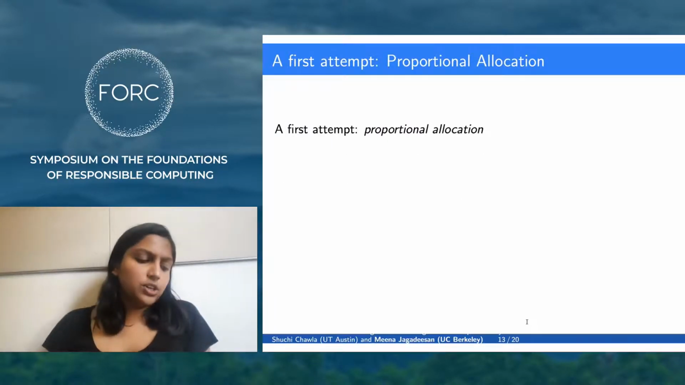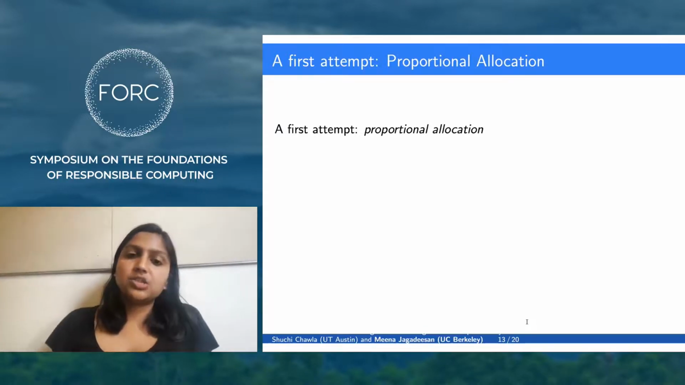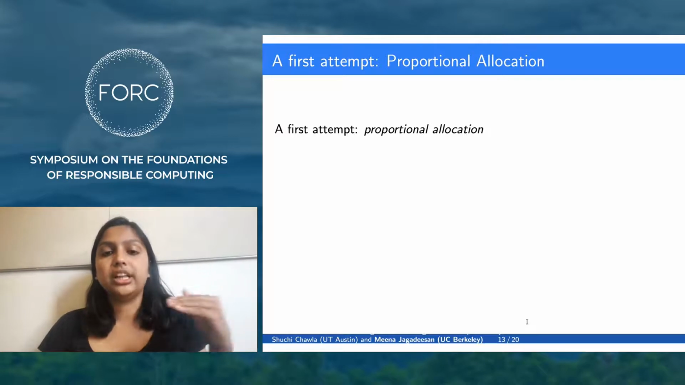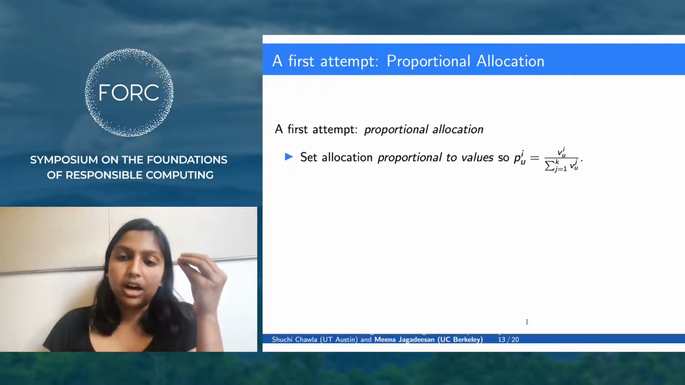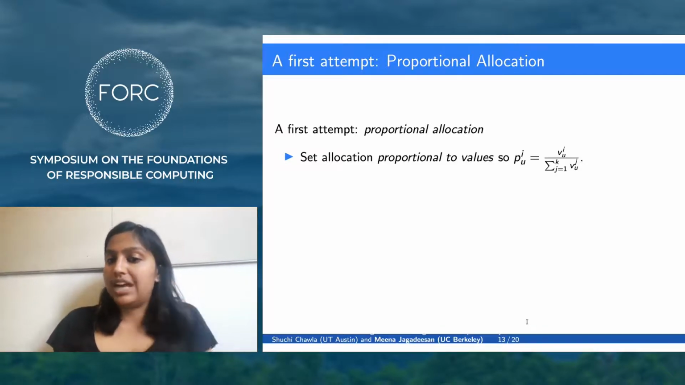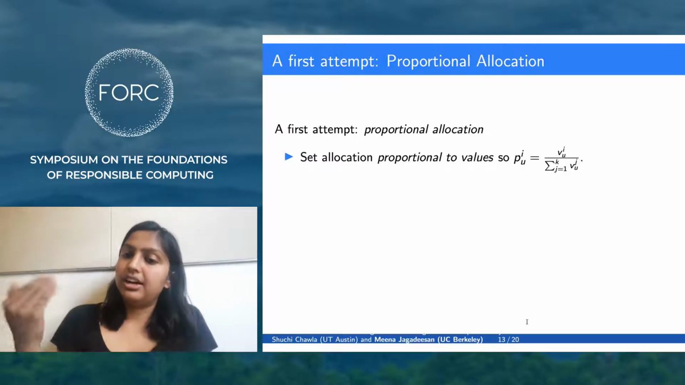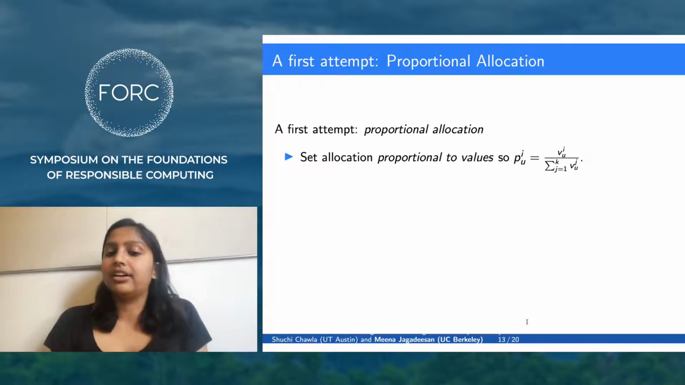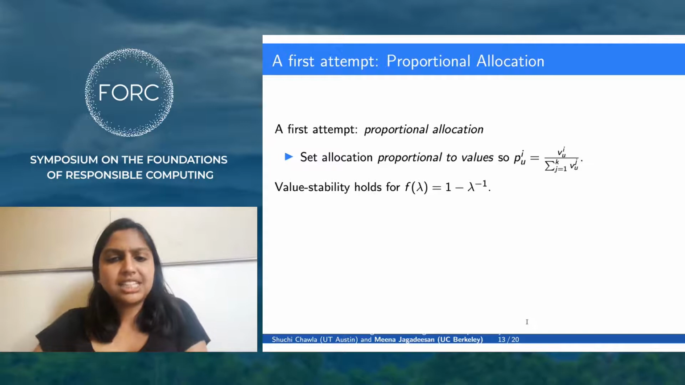Okay, so what's a first attempt for such an allocation algorithm? In our previous work, we proposed proportional allocation. So the idea here is to allocate proportionally to the values. So we set an allocation proportional to the values as follows. So the probability that we assign to an advertiser on a user is how much that advertiser values the user divided by the sum of how all the other advertisers value the user. So this satisfies value stability.